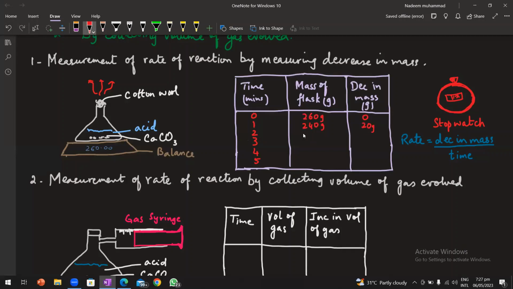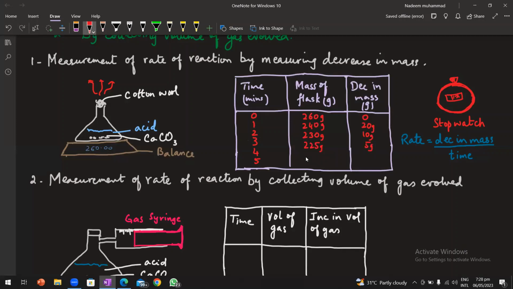Then after the next 1 minute, the mass of the flask becomes 230. So that means that now there is a decrease in mass of 10 grams. Next, we get the reading, for example, 225 grams. So that means that the decrease in mass is 5 grams.